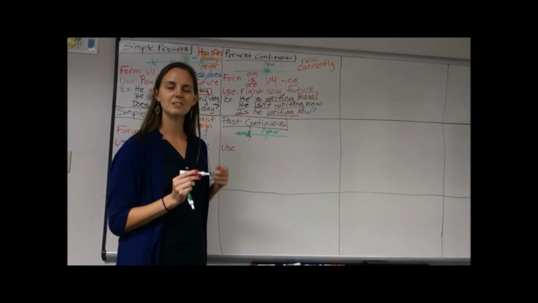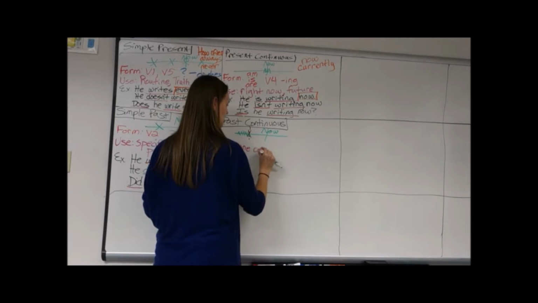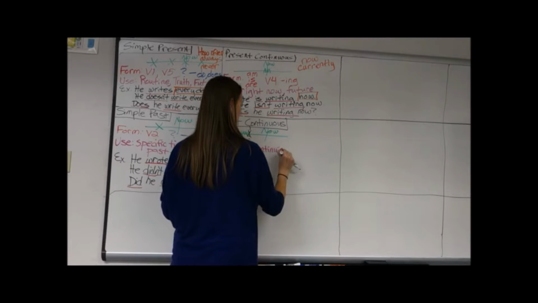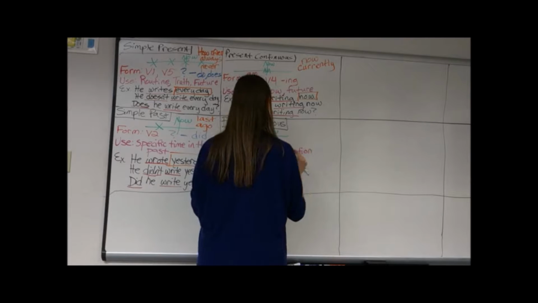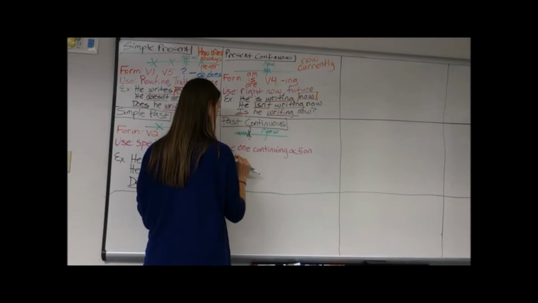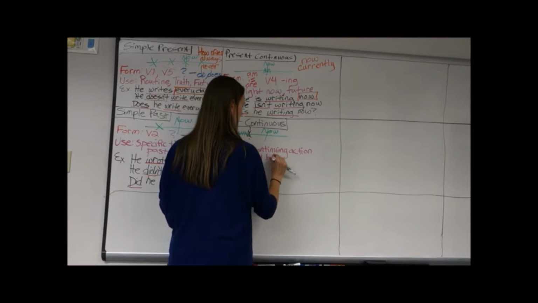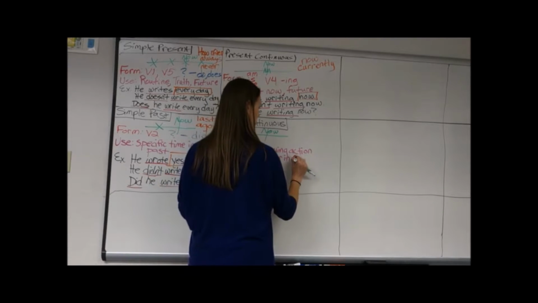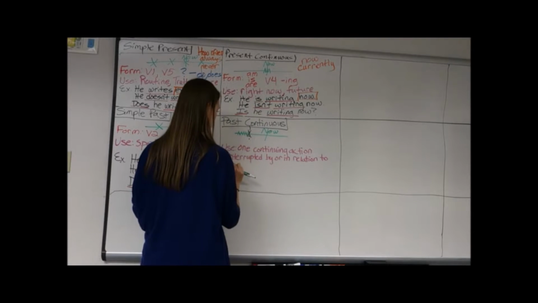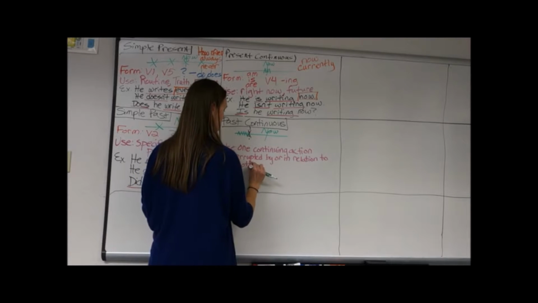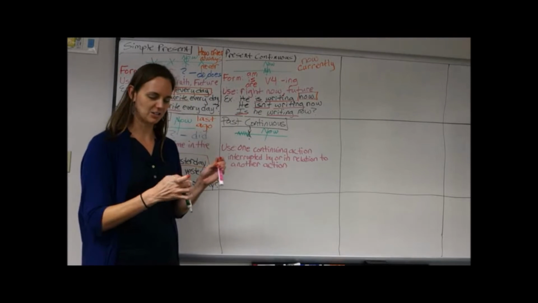The past continuous is used to tell us about one continuing action either interrupted by another one or in relation to another time. So in relation to another action or time. Most often an action though.